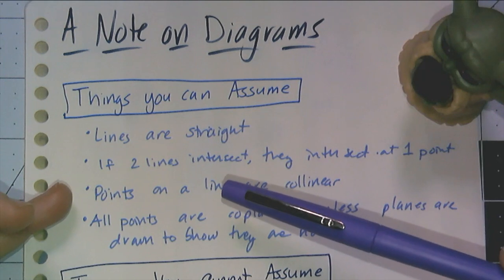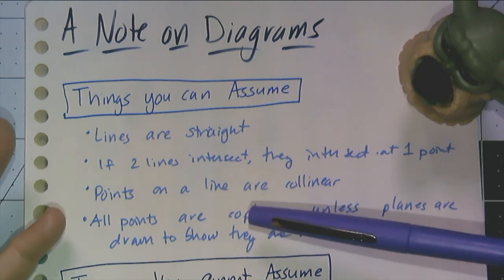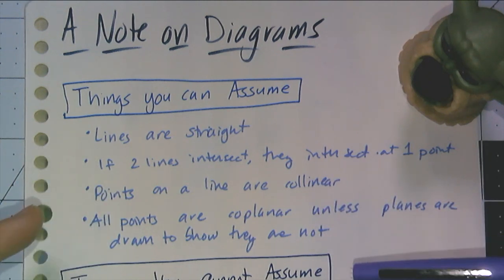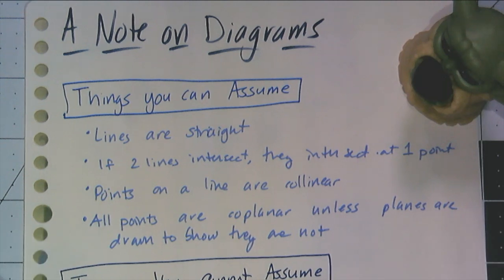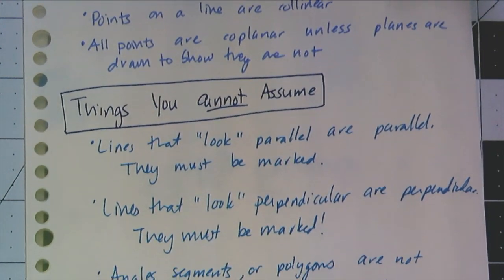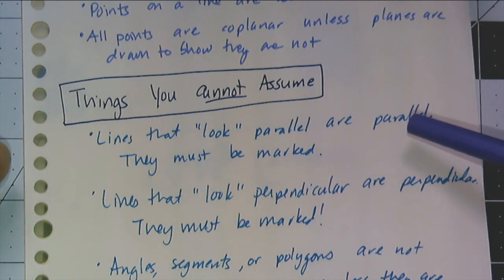And you can also assume that if you see points on a line, they are collinear, and that all points are coplanar unless we draw separate planes to show that they are not coplanar. Now there are a lot more things that you cannot assume than you can assume. First, lines that look parallel are not necessarily parallel. So you cannot assume they are parallel just because they look like it. They have to be marked as parallel.